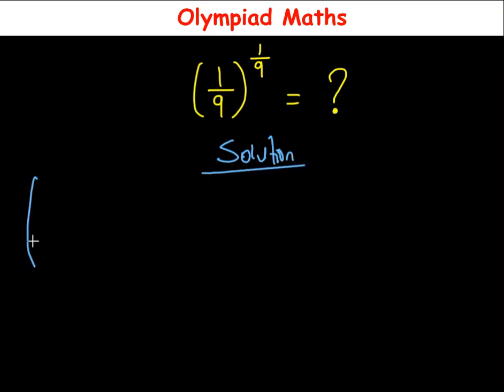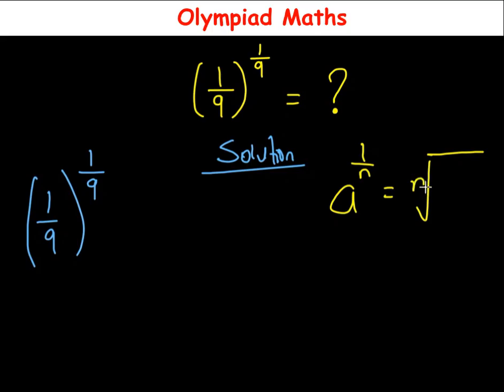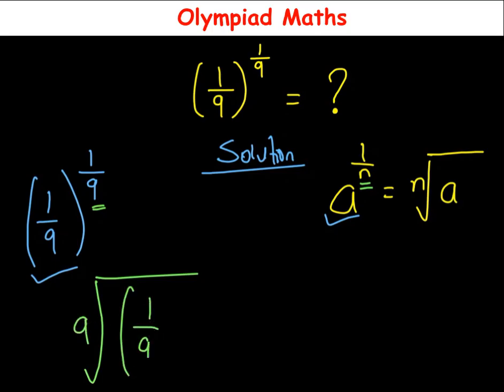The question is (1/9) raised to power 1/9. Now, the first thing we're going to do is to apply this rule that if you have a raised to power 1/n, this is equal to the nth root of a. And in this case, the value of a is 1/9, and the power 1/9 right here is power 1/n. So applying this rule, this becomes the 9th root of 1/9.